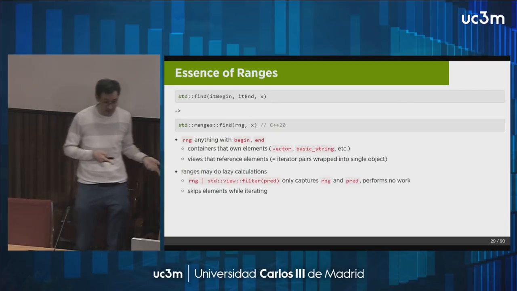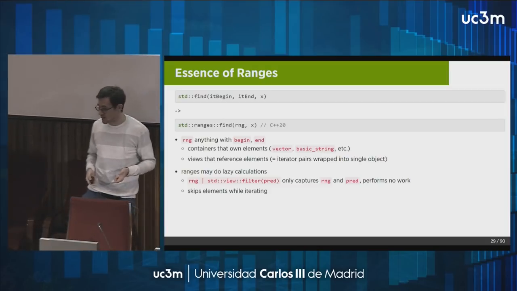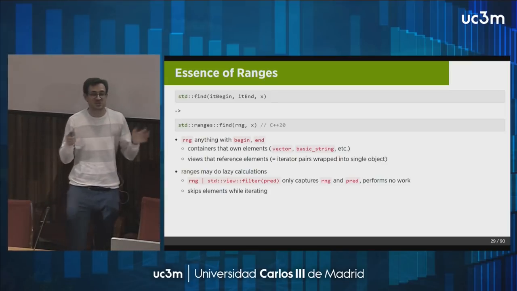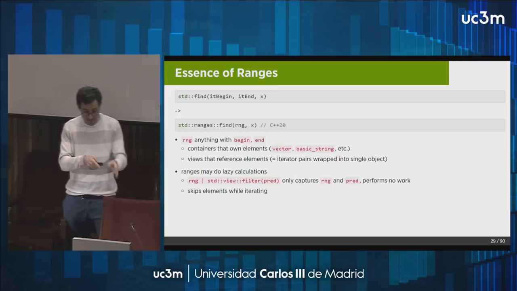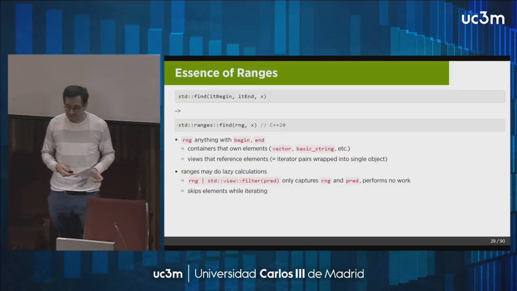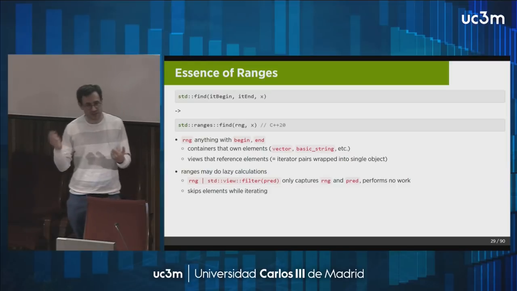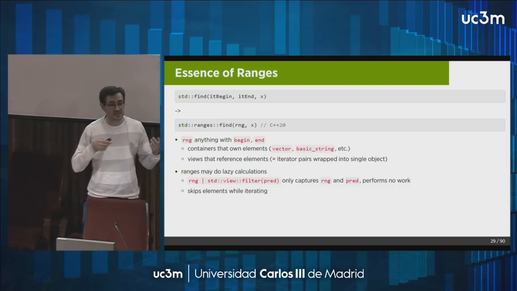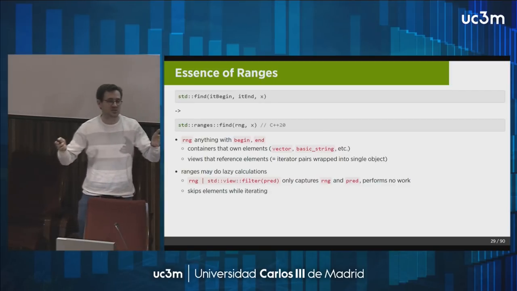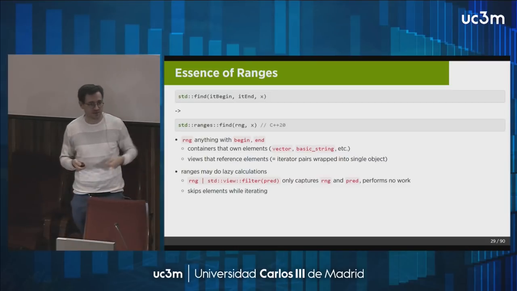Now, the interesting thing about ranges is they may actually do lazy calculations. So if in the C++20 syntax you write something like this, then nothing will actually happen. So the range, you write range gets filtered. So a filter, only certain elements of that range will get taken. But this will not happen at the time when you write that expression. It will just capture the range and capture the expression. And when it comes to iterating over that construct, that new range that has been formed, it will actually do the actual filtering. So it will just perform the call to the predicate, and pick out the elements that you want.